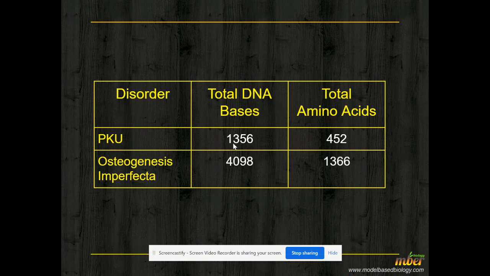PKU, there's 1,356 total bases, and that is going to equal 452 amino acids, while osteogenesis imperfecta, 4,098 DNA bases divided by 3 is going to give us 1,366 amino acids.